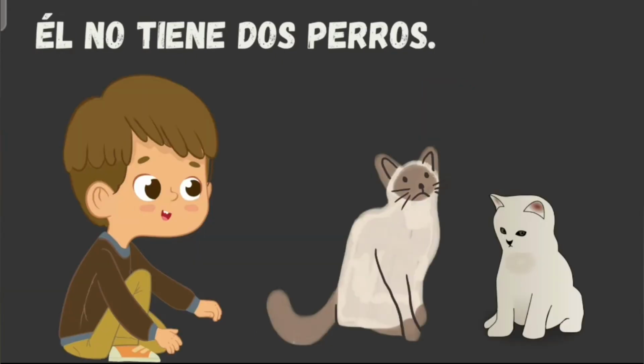Now we have the personal pronoun he, okay? So if we want to say, he doesn't have two dogs, in Spanish we have to say, él no tiene dos perros. He doesn't have, no tiene, two dogs, dos perros, would be the translation. Él no tiene dos perros because he has two cats.